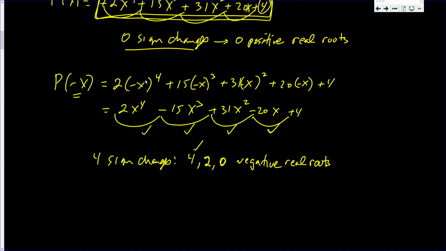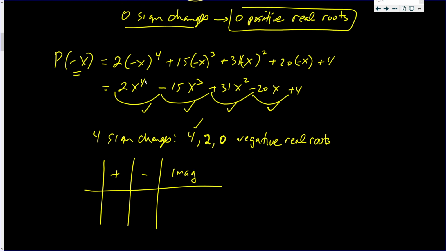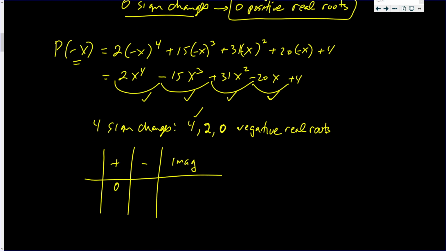So, let us make up the table. Positive real roots, negative real roots, and imaginary roots. Well, we know there are 0 positive real roots. I'm going to write it 3 times. Because along with the 0 positive real roots, there can be 4 negative real roots. Or with the 0 positive real roots, there can be 2 negative. Or both positive and negative can be 0. There can be no real roots.